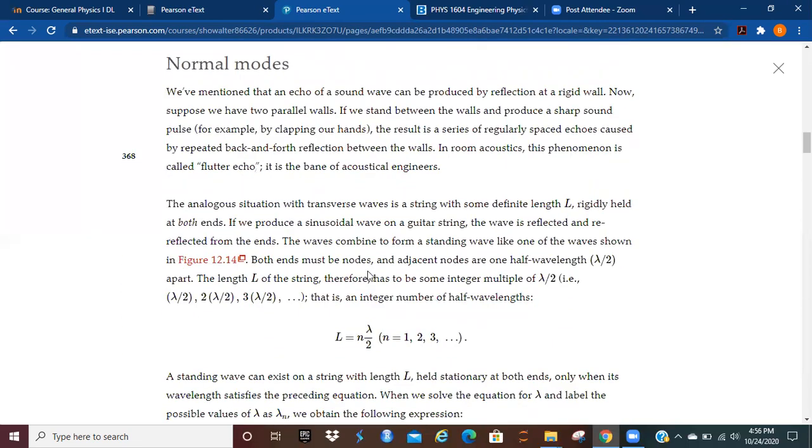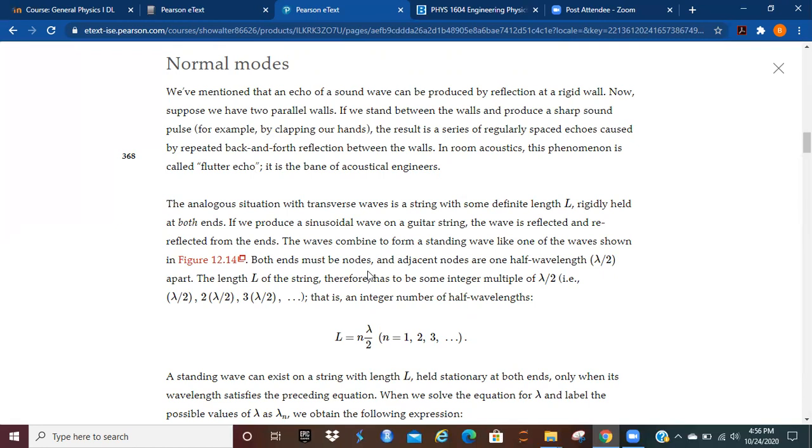So, normal modes. An echo of a sound wave can be produced by reflection at a rigid wall. So suppose we had two parallel walls. If we stand between the walls and produce a sharp sound pulse, then the result is a series of regularly spaced echoes caused by repeated back and forth reflection between the walls. In room acoustics, this phenomenon is called flutter echo, which is not something you really want.